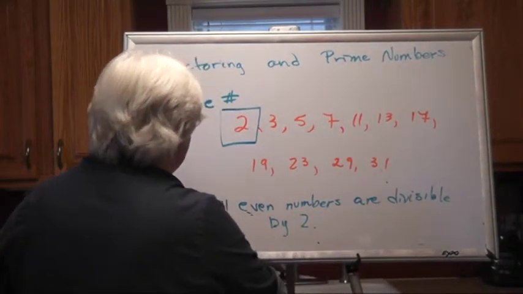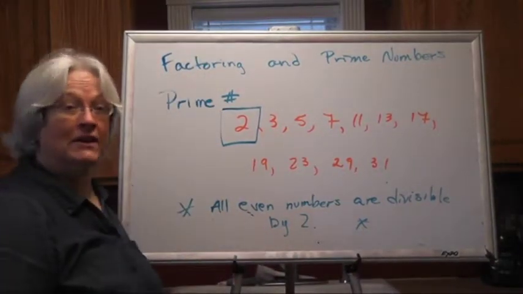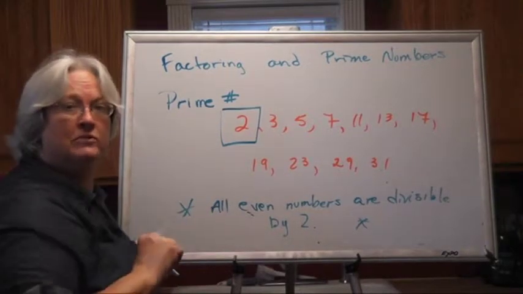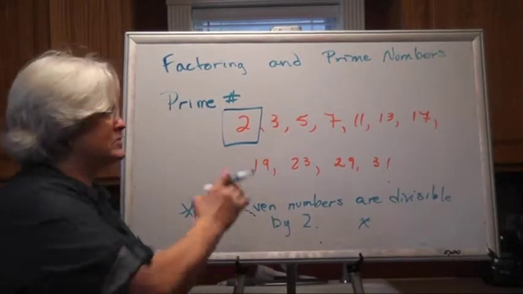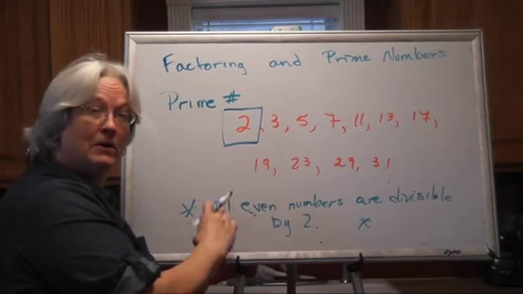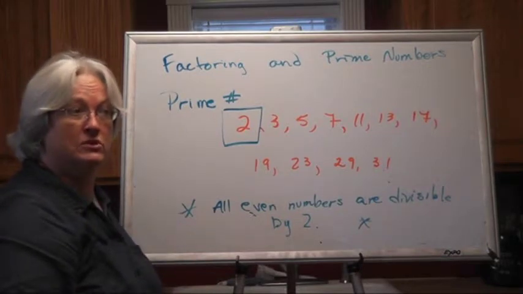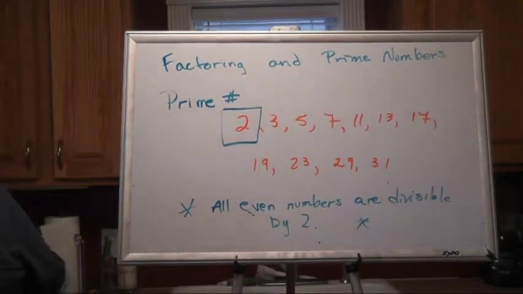So there will never be a prime number that is even, with the exception of 2, because the only factors that you have for 2 are 2 times 1. So 2 is prime. All other even numbers are not prime because they can all be divided by 2. It's going to be 2 times something. So those are prime numbers.